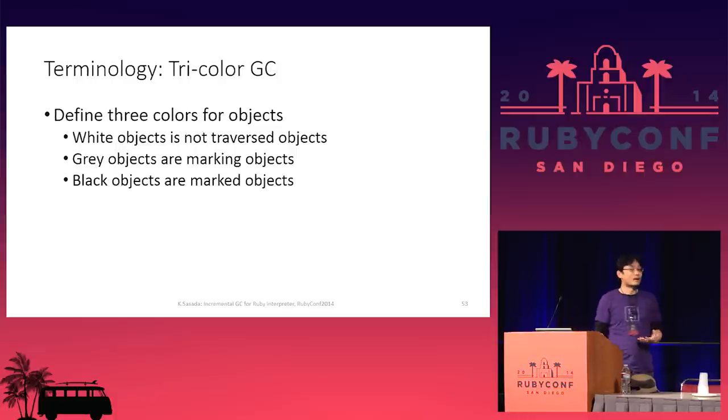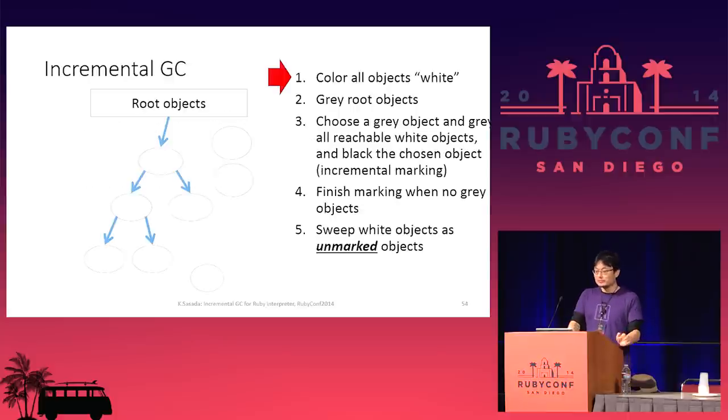To explain incremental garbage collection, I want to introduce the tri-color garbage collection algorithm terminology. We define three colors of objects. A white object is an untraversed object. Gray objects are objects being marked, and a gray object can point to white objects. Black objects are marked objects. So white, gray, black. In the incremental GC algorithm, at first we need to color all objects white. In this presentation I use animation, which is a very tough thing with PowerPoint.